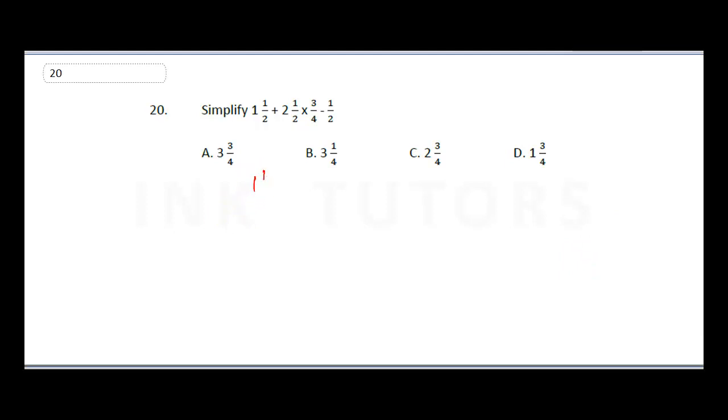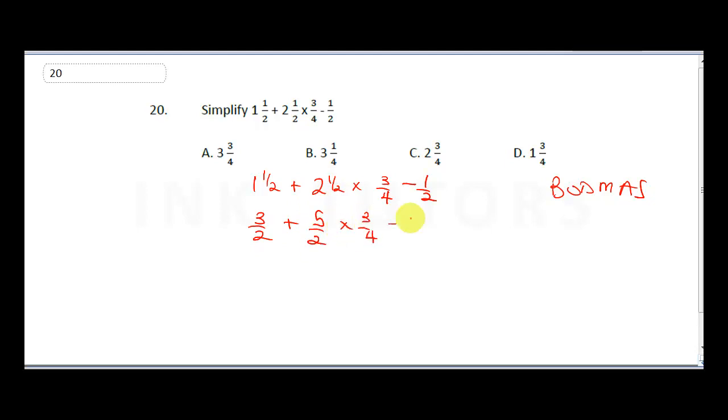Now we want to simplify 1.5 plus 2.5 times 3 over 4 minus 1 over 2. Now what do you do here? You apply your BODMAS. Now, which one comes first? That's the multiplication. So 1.5 will give us 3 over 2 plus 2.5 will give us 5 over 2 times 3 over 4 minus half. So I'm going to perform the multiplication first. This will be 3 over 2 plus, this will now be 5 times 3 will be 15 over 2 times 4 will be what? 8 minus half.